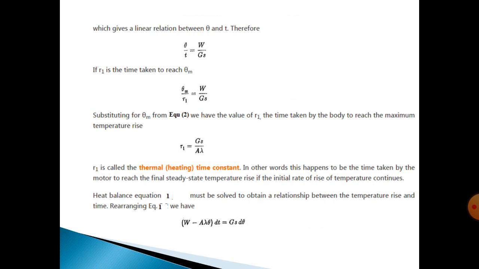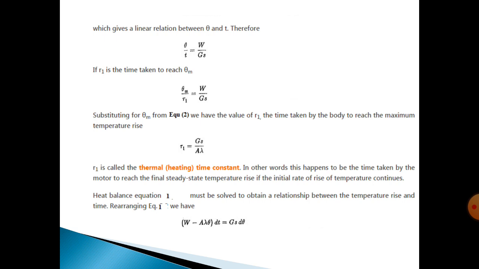Tau 1 is nothing but the time taken to reach the maximum value theta m, the maximum temperature rise. So finally we get theta m divided by tau 1 is equal to W by Gs. Substituting the value of theta m in the above equation, we get the new equation tau 1 is equal to Gs divided by A lambda. Tau 1 is nothing but the thermal or heating time constant.